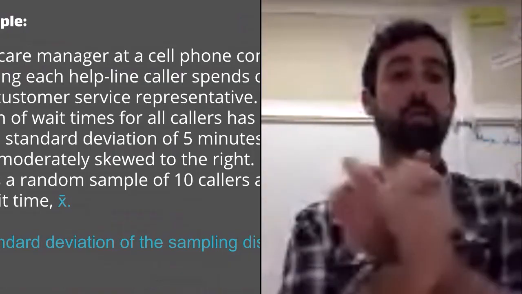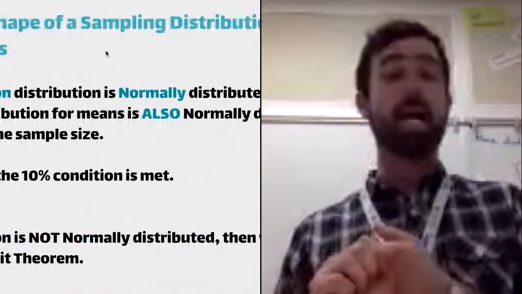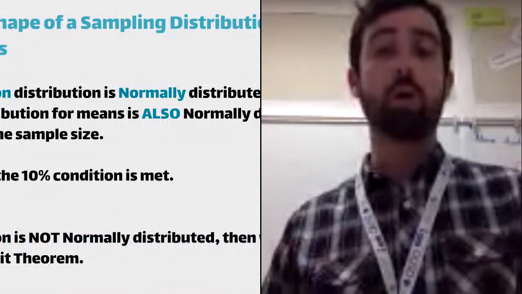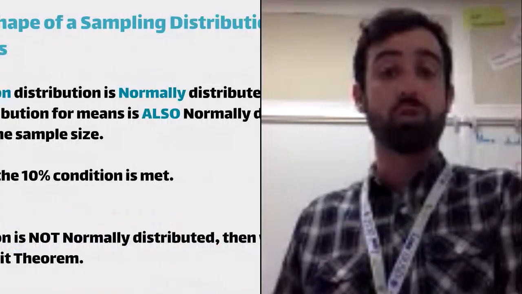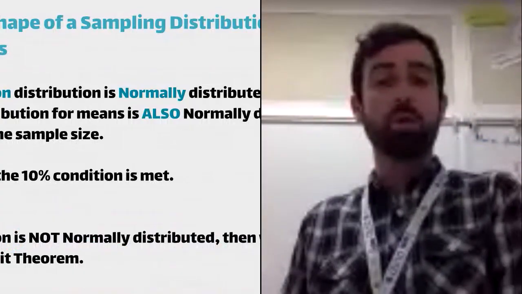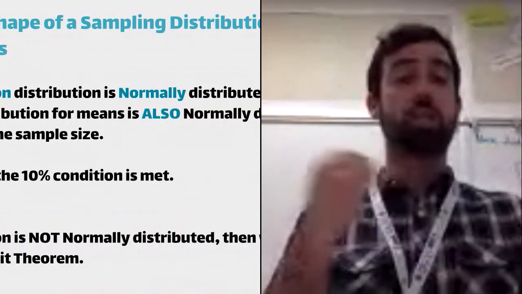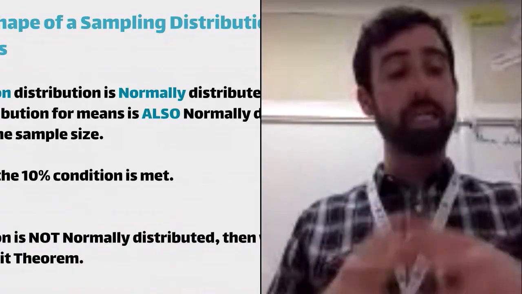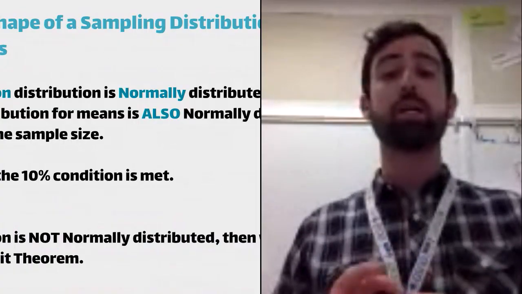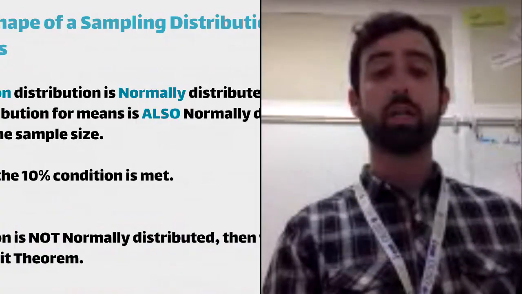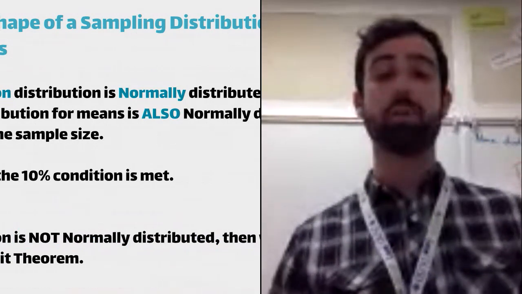Okay, so we talked about the center of a sampling distribution. We talked about the spread of a sampling distribution for means. Now let's talk about the shape. So if the population distribution is normally distributed, then the sampling distribution for means is also normally distributed regardless of the sample size. So you could take a sample of size 2 or a sample of size 30, doesn't matter. Your sampling distribution will always be normal if your population distribution is normal, given the 10% rule is met. If the population is not normally distributed, then we have to use the central limit theorem.